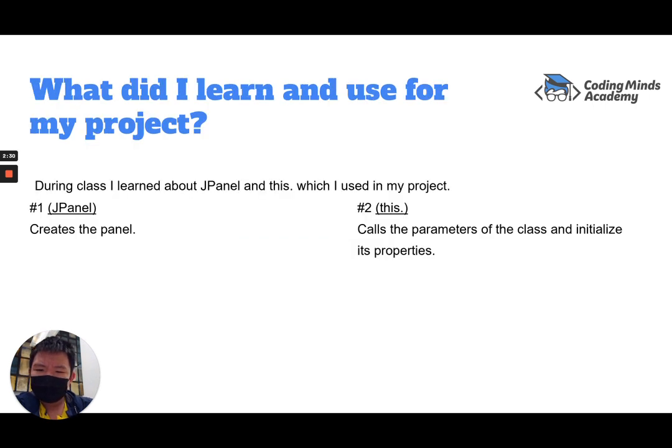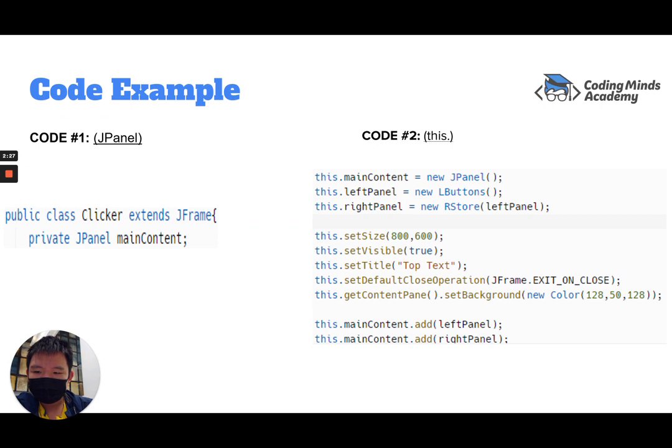So I used JPanel and this dot in my project. For JPanel, this basically creates it, and mainContent is also related to this. You can see this.mainContent comes back to here, creates one panel to the left and one to the right. The left panel, the L button, is basically where you click, and the right panel, the R store, is basically the store. And right here are the parameters for the panels. It sets the size, sets the visibility, sets the title, sets the color.